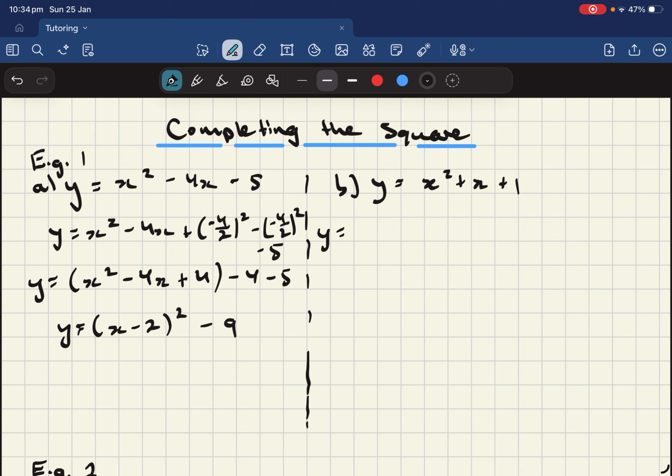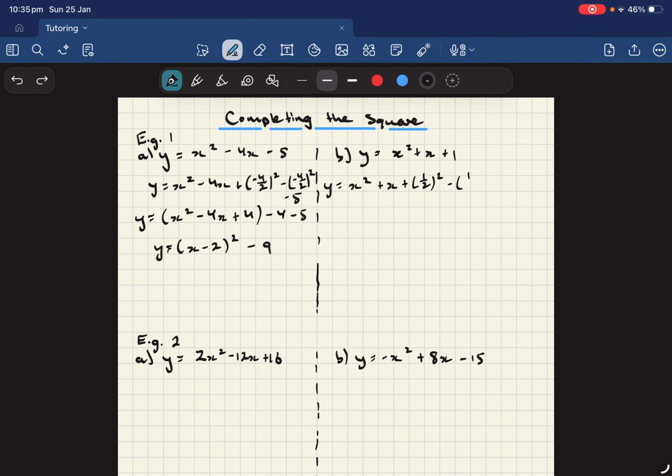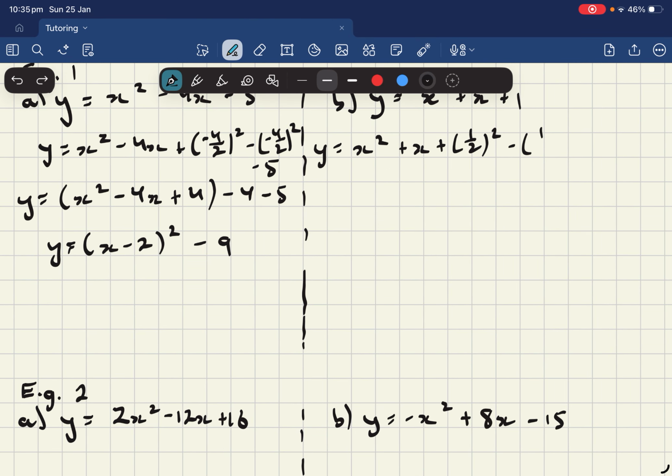So with this second example, we're going to do the same thing. So we have x squared plus x plus, we look at the coefficient of x, which is 1, and we're going to halve that and square it. And then we're going to undo that. So we're going to subtract it again. So we're going to subtract 1 over 2 squared. And then I'm going to add this 1 at the end.